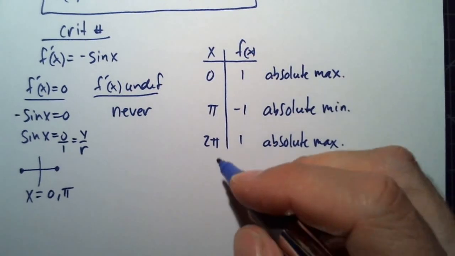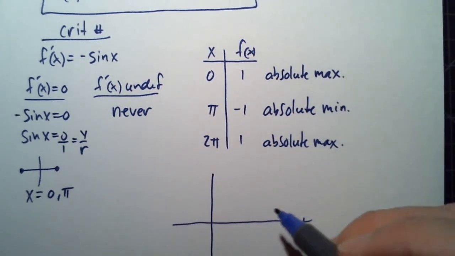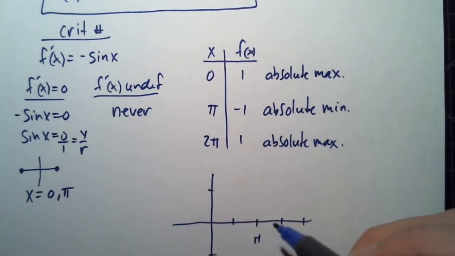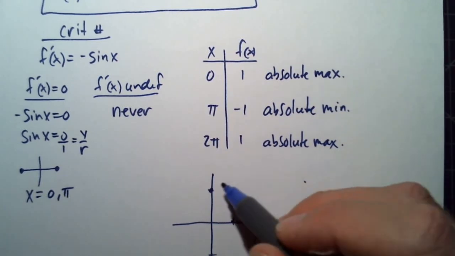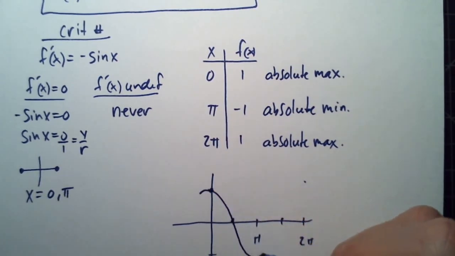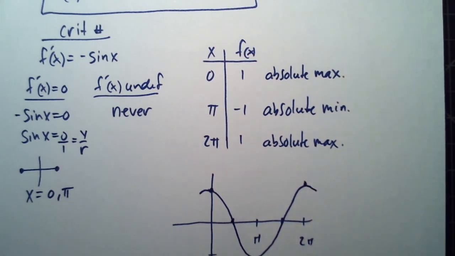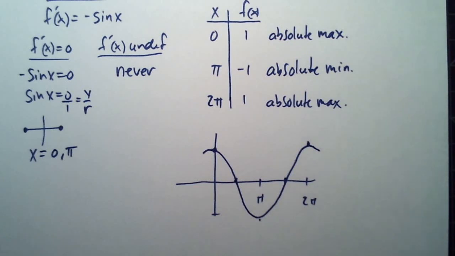And then when we look at the graph of cosine, we can see the absolute maxima there, and the absolute minimum is there. And we'll stop there.